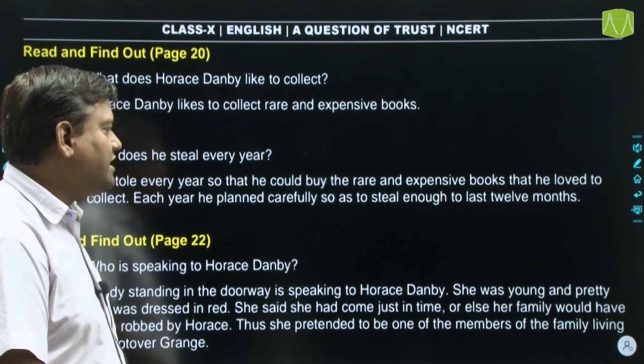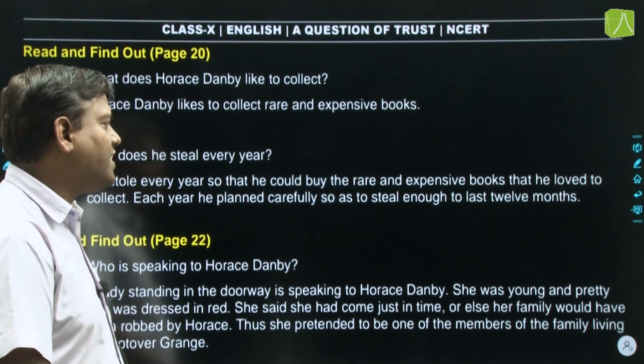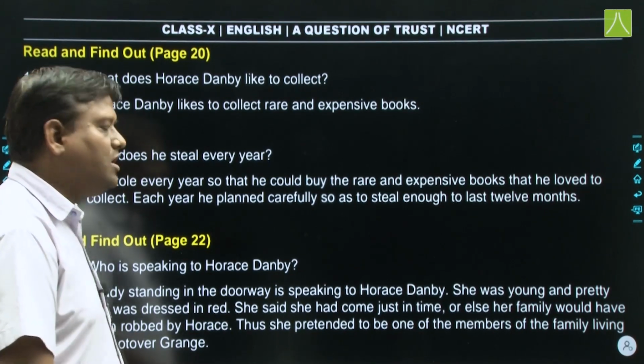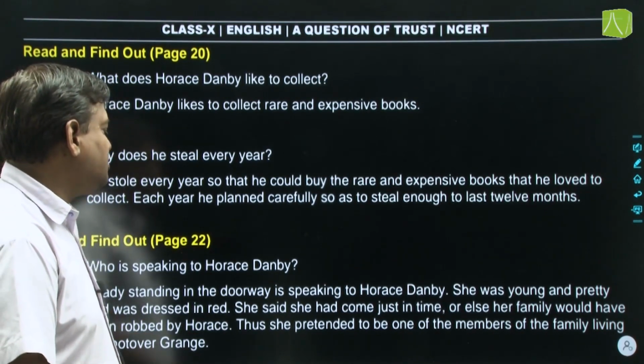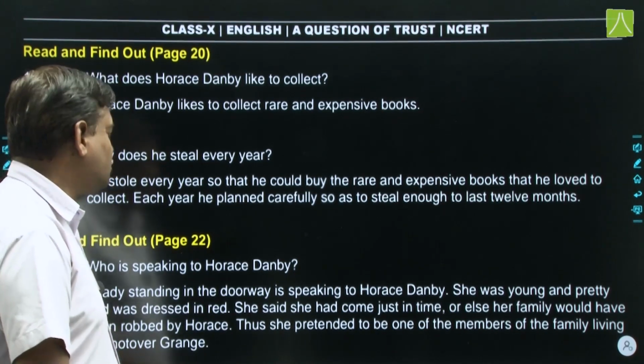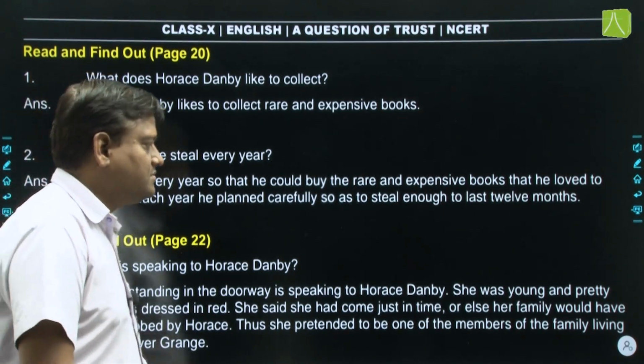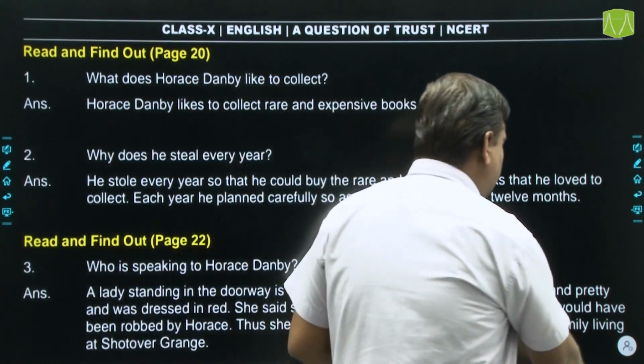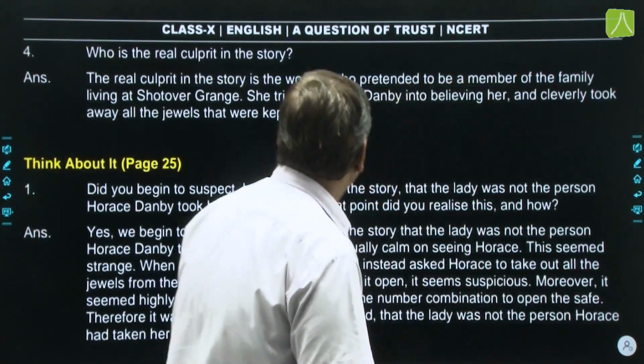She said she had come just in time or else her family would have been robbed by Horace. Thus, she pretended to be one of the members of the family living at Shotover Grange. The lady who was a thief.